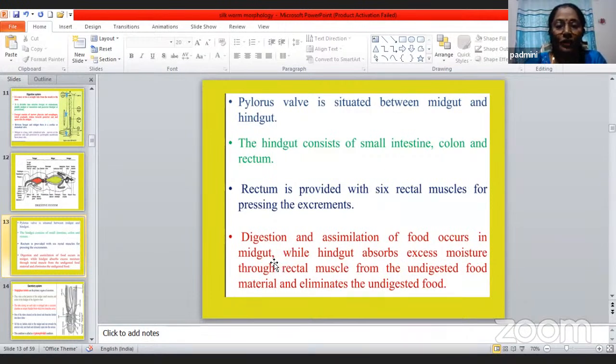So assimilation of the food occurs in the midgut, while the hindgut absorbs excess moisture through rectal muscles. Because these insects don't drink water, or water is not available for them, whatever moisture is present in the leaf that has been taken, they have to protect it. So they don't tend to throw it out; they mostly absorb the moisture back into the hemolymph, and the undigested food is eliminated from the anus region.